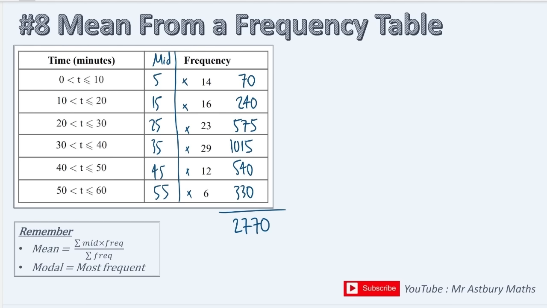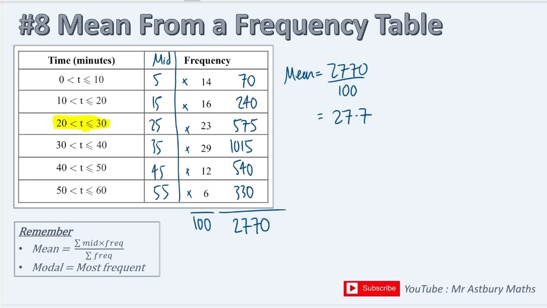So what is the total frequency? Well, that's adding up these numbers here, down this column. And that is 100. So therefore, the mean is equal to 2770 over 100, which is equal to 27.7, which sounds about right, because 27.7 is in one of the categories in the middle, which again seems about right.